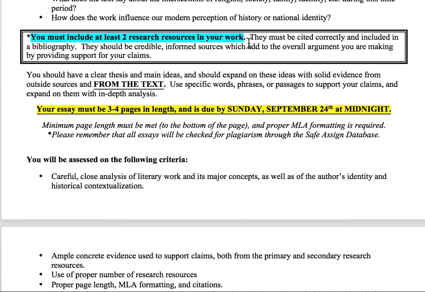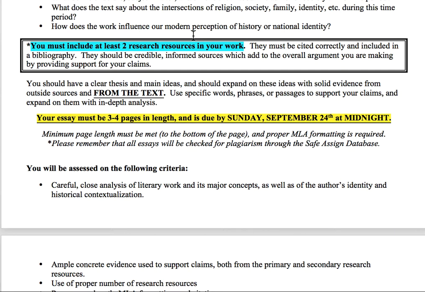So include at least 2 research resources in your work. These should be credible sources. So things like I've been giving you, like history.com, biography.com, PBS, are fine. Nothing like a blog, or nothing like a Facebook post, obviously. Make sure they're credible. Incorporate them in your work. Make sure you cite them correctly in the text. So we use parenthetical citation. And then also have a bibliography. So the bibliography does not count on the number of pages that you were required.